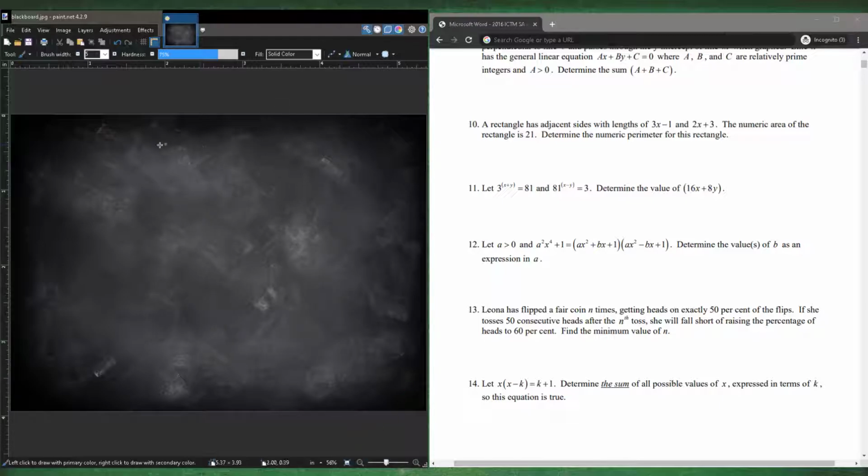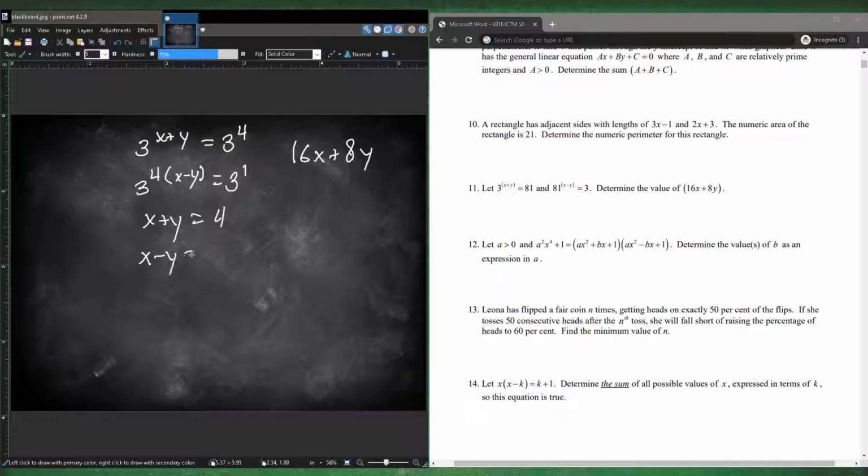Number 11. Let 3 to the power x plus y equal 81, which is just 3 to the power 4, and 81, which is 3 to the power 4, to the power x minus y is equal to 3 to the power 1. Determine the value of 16x plus 8y. Okay, so using this, that means x plus y is equal to 4. And using this, that means x minus y, 1 divided by 4 is 1/4. So to get our x, just add them together, so 2x. That's 16 over 4, so plus 1 over 4 is 17 over 4. So x equals 17 over 8.